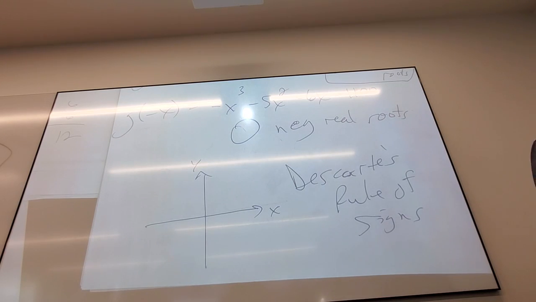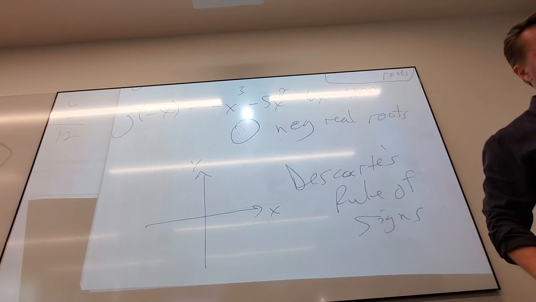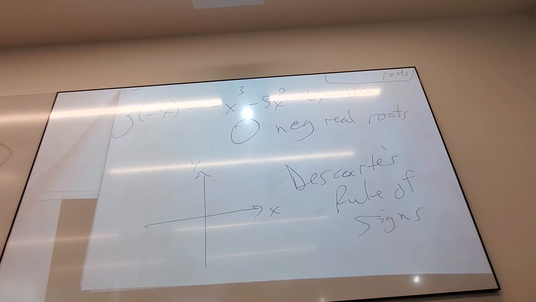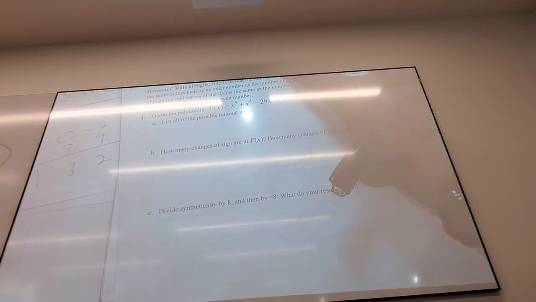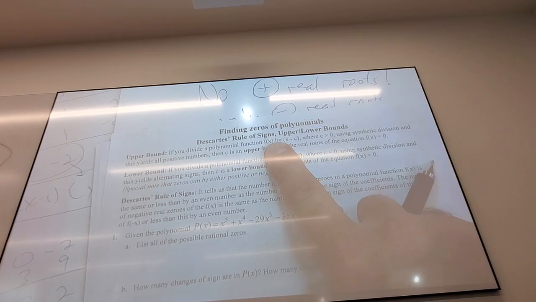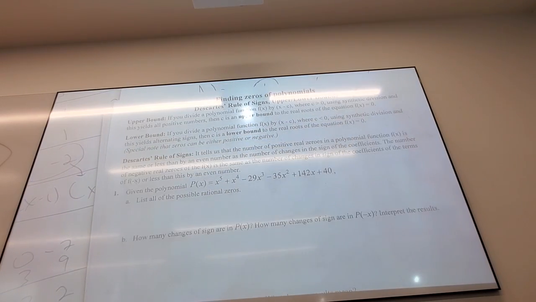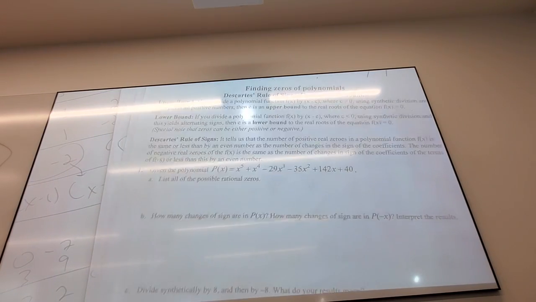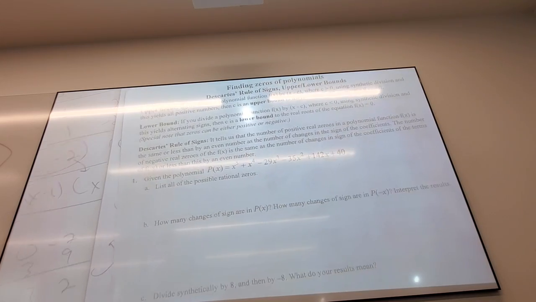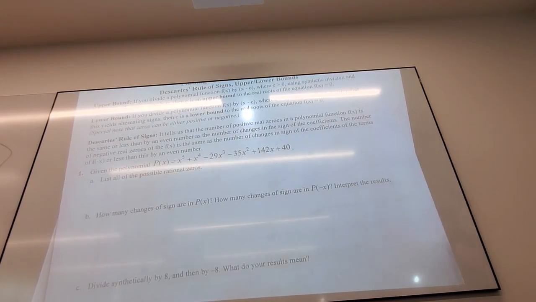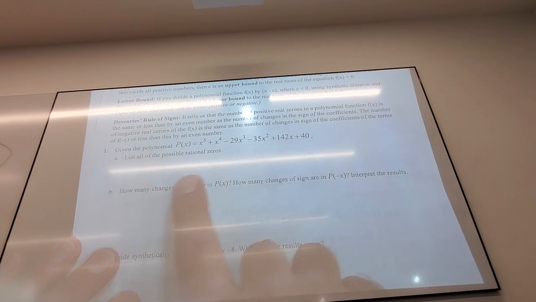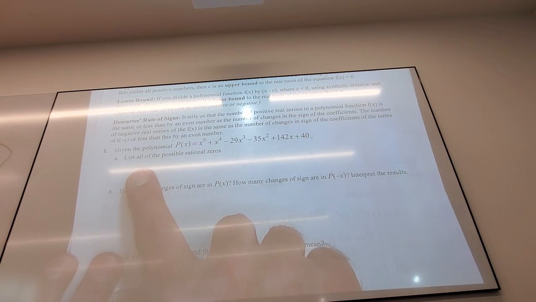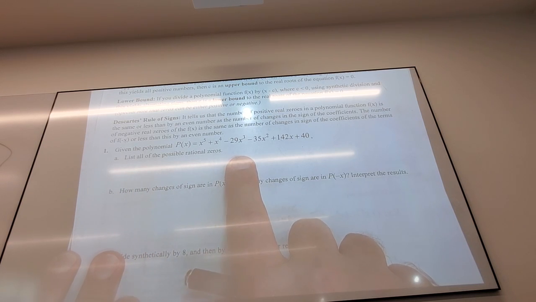So look at that handout, the other side. Where have I put them all now? There it is. There's Descartes' rule of signs. There's some other stuff here we're going to talk about in a bit, but I just want to focus on Descartes' rule of signs. Let's do the first 2 steps of this problem here. Can you take a minute, list all the possible rational zeros?